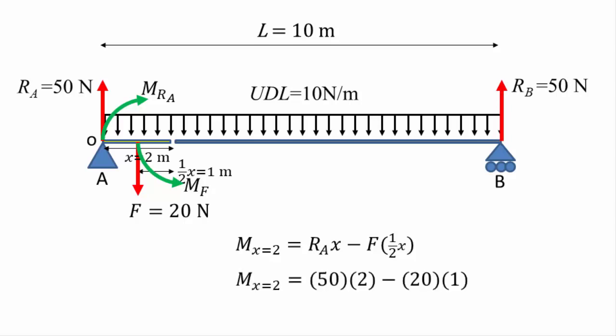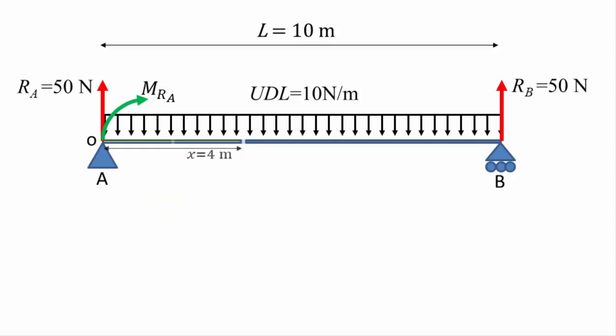We can now substitute the values into the equation with RA being 50 newtons, x being 2 meters, F being 20 newtons, and half x being 1 meter. Calculating the answer gives us a bending moment of 80 newton meters. The positive answer indicates that the net bending moment at 2 meters is in the clockwise direction. This makes sense as we have a larger force in RA acting at a further distance than F.